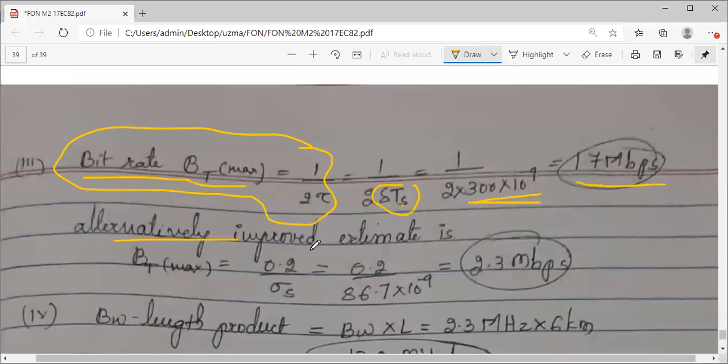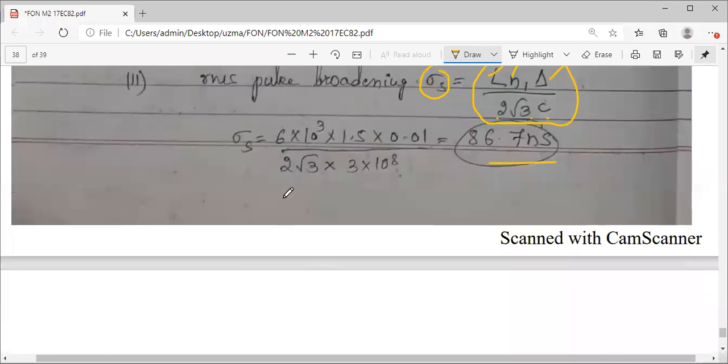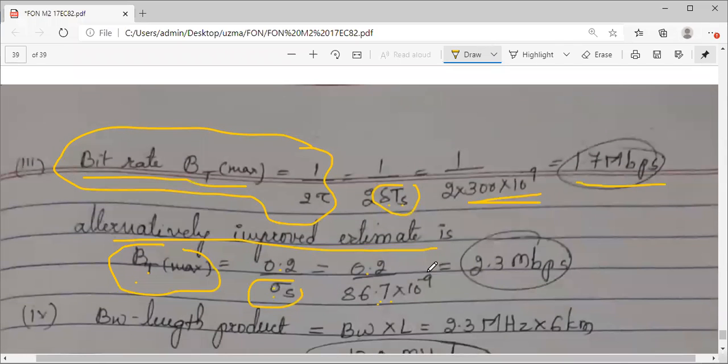And you can also use one more formula for BT max. We have even discussed this. BT is equal to 0.2 by sigma S, where sigma S is the pulse broadening. So 0.2 divided by 86.7. We have calculated just now the RMS pulse broadening value of 86.7 nanoseconds. Substitute that and you will get 2.3 Mbps. You can see that if you use the earlier formula you got 1.7, and the more improved estimate is 2.3 Mbps.